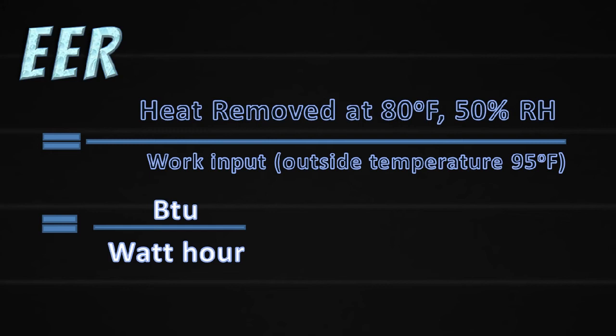Hence, one can quote EER as the ratio of heat extracted from the system at 80 degrees Fahrenheit and 50% relative humidity to the work input at 95 degrees Fahrenheit of outside temperature. In practice, EER is measured as BTU per watt hour. Both these units are of energy, but they use this term for better understanding in the HVAC industry.